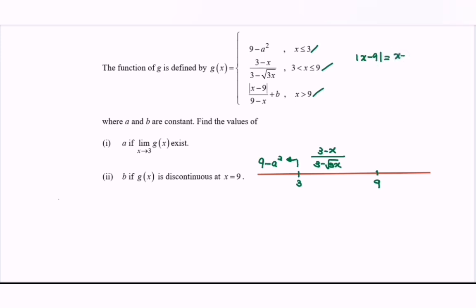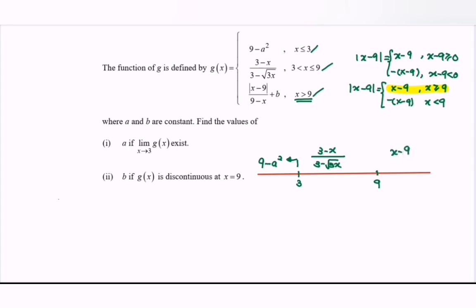Define the situation where x minus 9 is greater than or equal to 0, and x minus 9 is less than 0. So kindly simplify. We have the modulus |x - 9| equals x - 9 with the domain x greater than or equal to 9, and negative (x - 9) for x less than 9. Focus on this part, x greater than 9, so we are going to make use of this part. Kindly substitute into the function. In here we have (x - 9) over (9 - x) plus b.